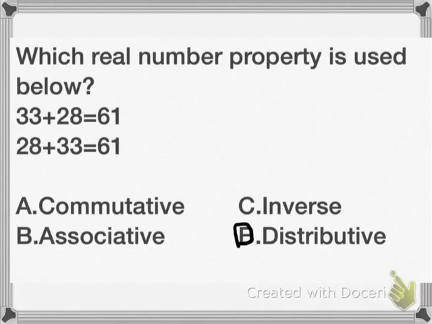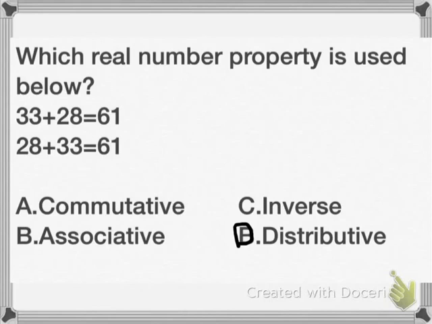Which real number property is used below? 33 plus 28 equals 61, and 28 plus 33 equals 61. A, commutative; B, associative; C, inverse; D, distributive. The first thing you notice about this problem is that the sums are the same. The second is the fact that both problems have the same addends. It's just that the order is switched around. So this property has to do with the order in which the terms are added.